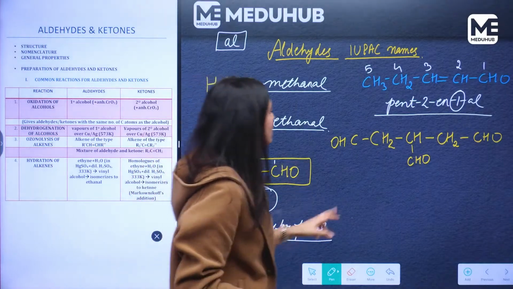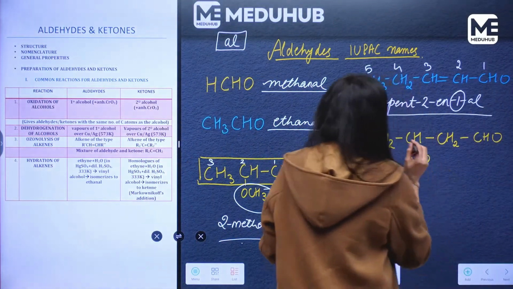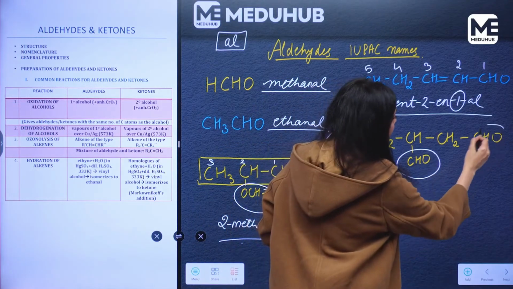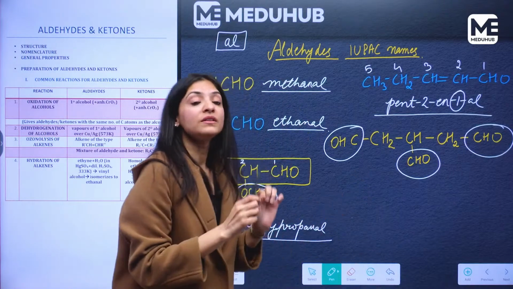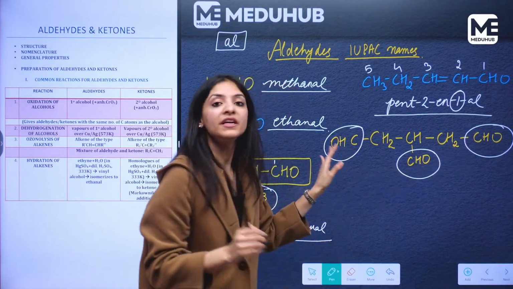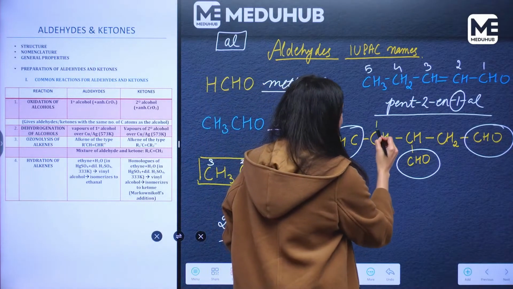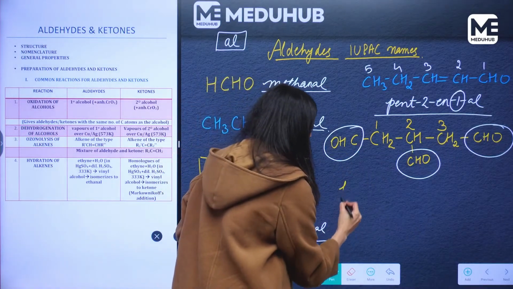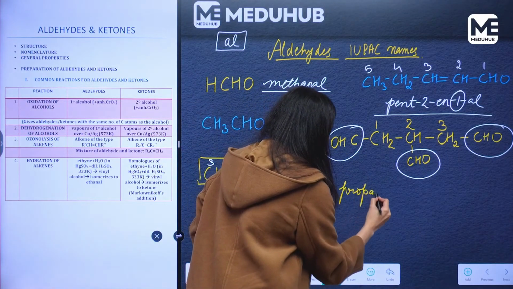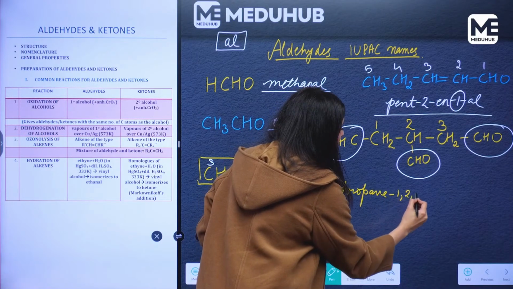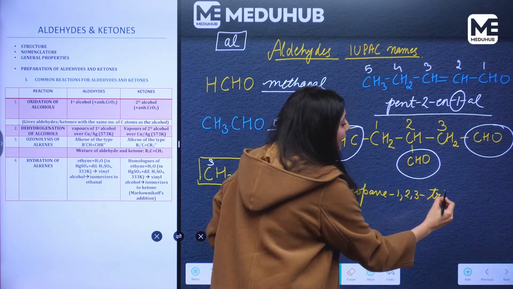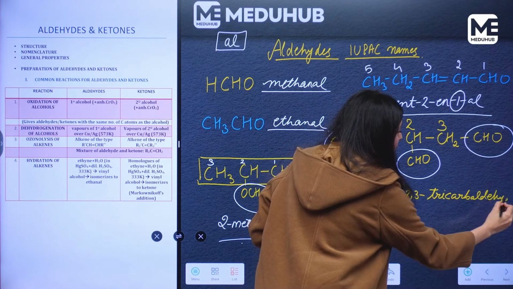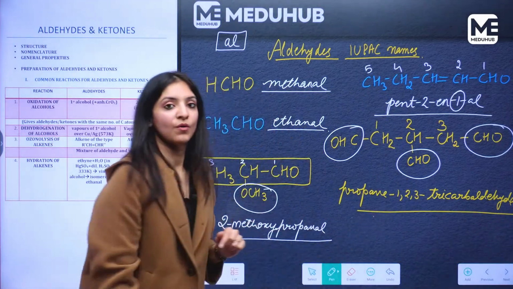Alright. Now this example here. Here you will see that there are 3 aldehyde groups. Okay, now all 3 of these have to be given equal priority. So we will just number the carbon in the chain here, 1, 2, 3. So this is propane 1, 2, 3, tricarbaldehyde.